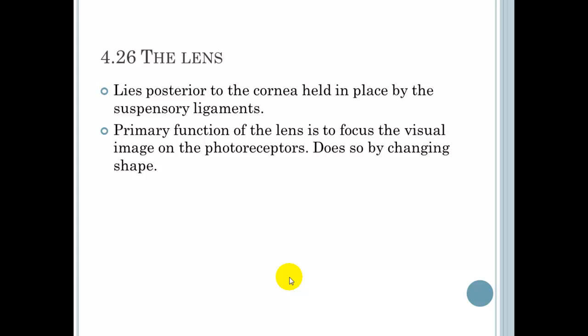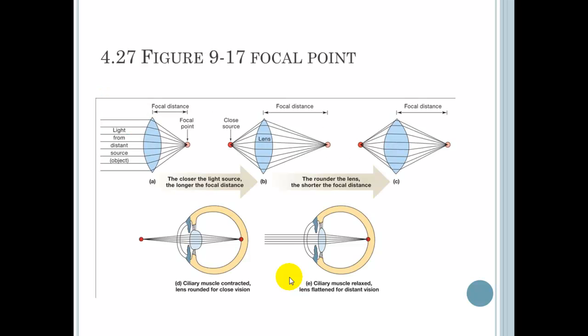4.26, the lens lies posterior to the cornea, held in place by the suspensory ligaments. The primary function of the lens is to focus the visual image on the photoreceptors, and these are going to be on the back of the eye in the posterior chamber. It does so by changing the shape of the lens, and it depends on the amount of focal distance. So let's say that this is the back of the eye, and the lens is going to change its shape so that it focuses the image onto the back of the eye.